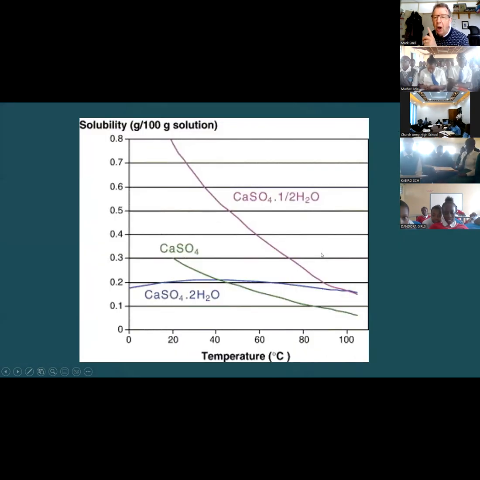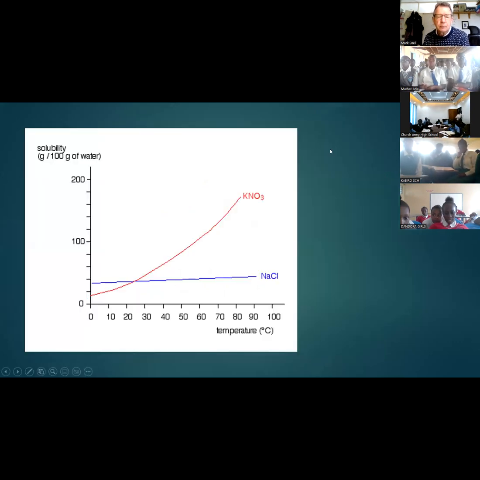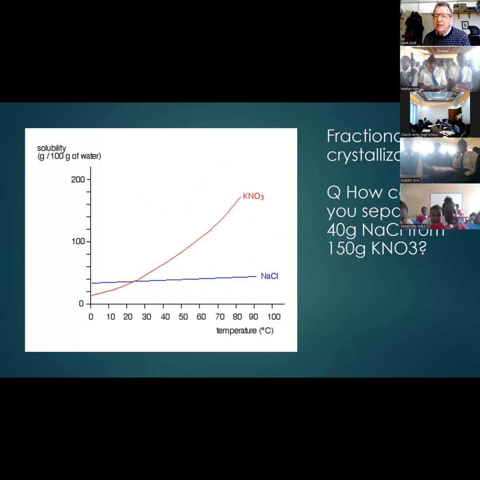Calcium sulfate, the opposite to what we expect. And sodium carbonate increases and then decreases. Now, this is about fractional crystallization. You've heard of fractional distillation, which is the way that organic oils are separated. And this is about fractional crystallization. It's about separating solids.